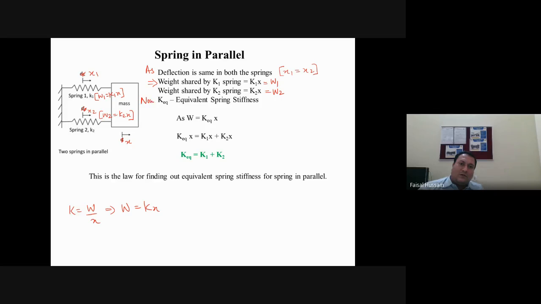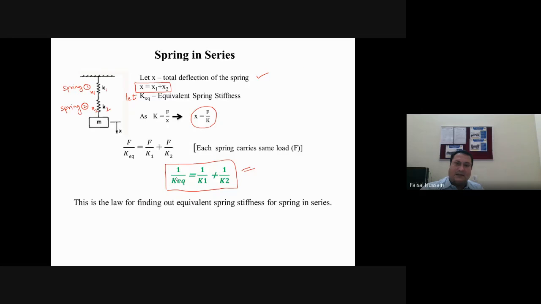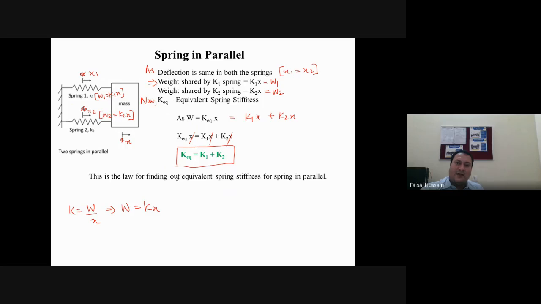Now equivalent spring stiffness. So as W is what? K equivalent into X. So I can write K1 into X plus K2 into X. So K equivalent into X equal to K1X plus K2X. Displacement is same. So here the expression will be K equivalent equal to K1 plus K2. So with the help of this equation, we can find out the equivalent spring stiffness for spring in parallel. So these are the two. This is the spring in series and this expression is spring in parallel.